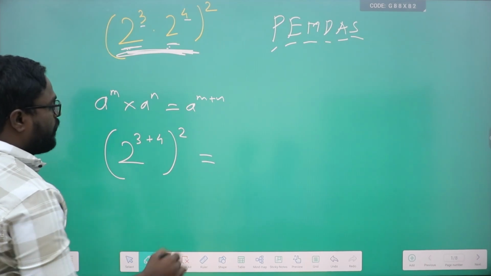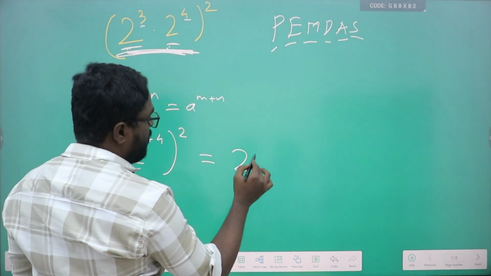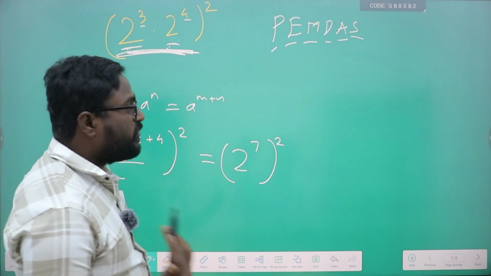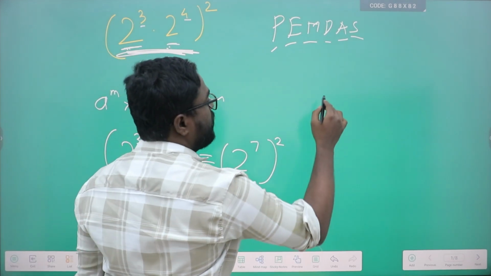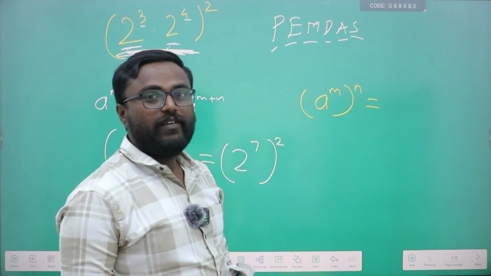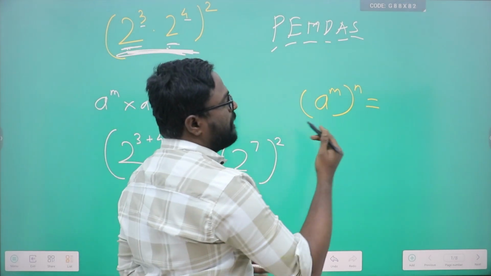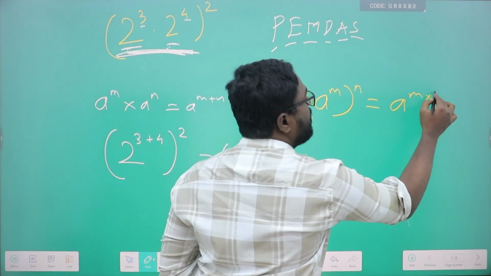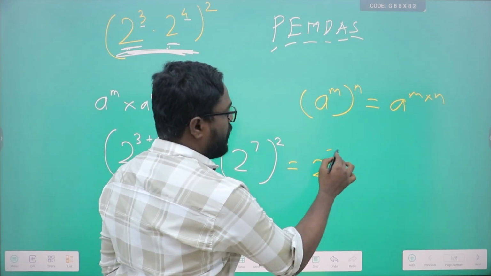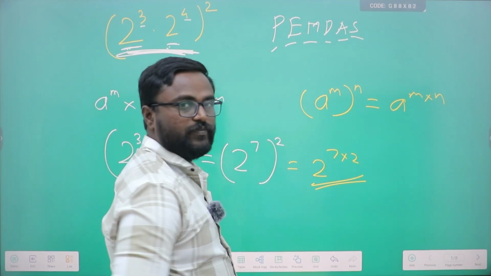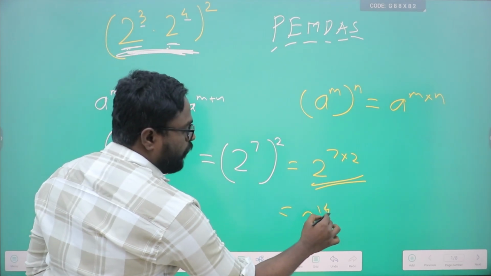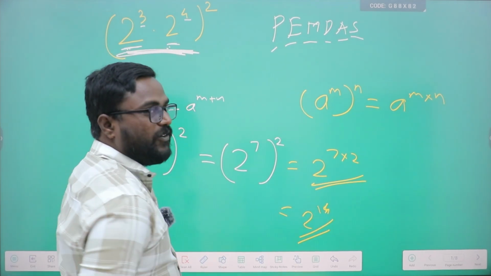So what do we have over here? 2 to the power 7, to the power 2. Now we have to use another rule, which is a to the power m, to the power n. Whenever there is a power of a power, you need to multiply: a to the power m times n. So we have 2 to the power 7 times 2. We will get our final answer as 2 to the power 14. So this will be our final answer.